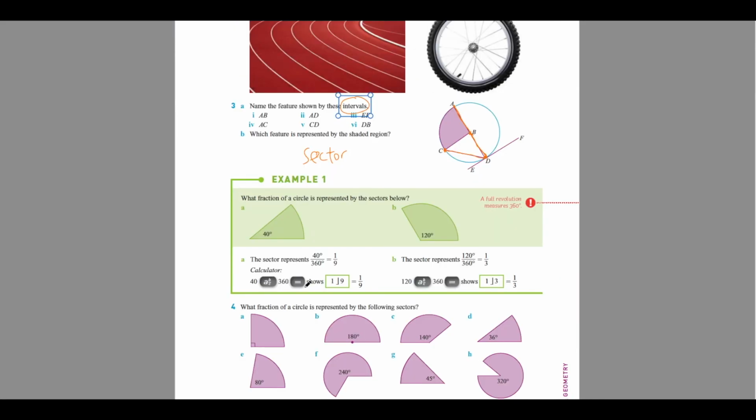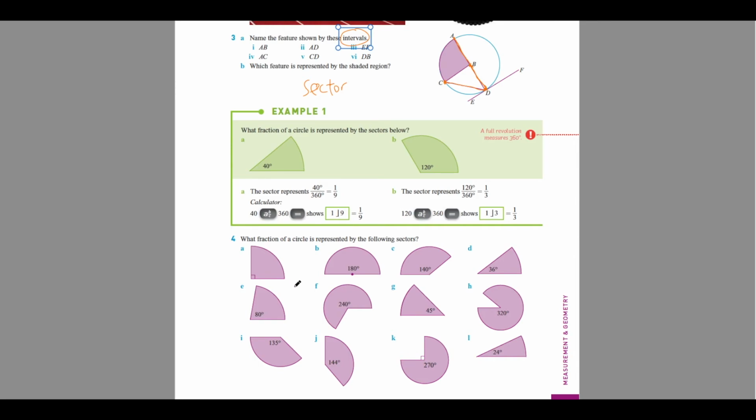Okay. Now the next question is going to be a little bit different, but hopefully it should become quite straightforward. Okay, so the question says, what fraction of a circle is represented by the sectors below? So if this angle is 40 degrees, imagine you were trying to eat a whole pizza, right? What part of the whole pizza would this be? So this is 40 degrees, and remember, a full revolution is 360 degrees, right?